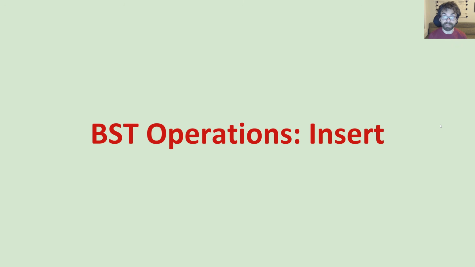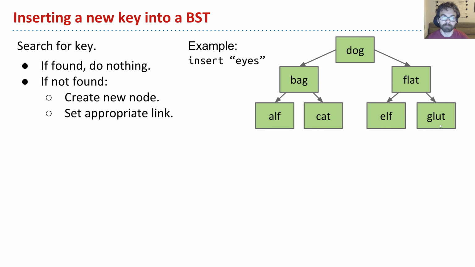Let's talk now about inserting into a binary search tree. So I'm going to do this one interactively by modifying the slide, but the basic algorithm is similar to searching. So you search for the key, and if you find it, you don't do anything because it's a set. But if you did not find the item, you'll create a new node and set the appropriate link.